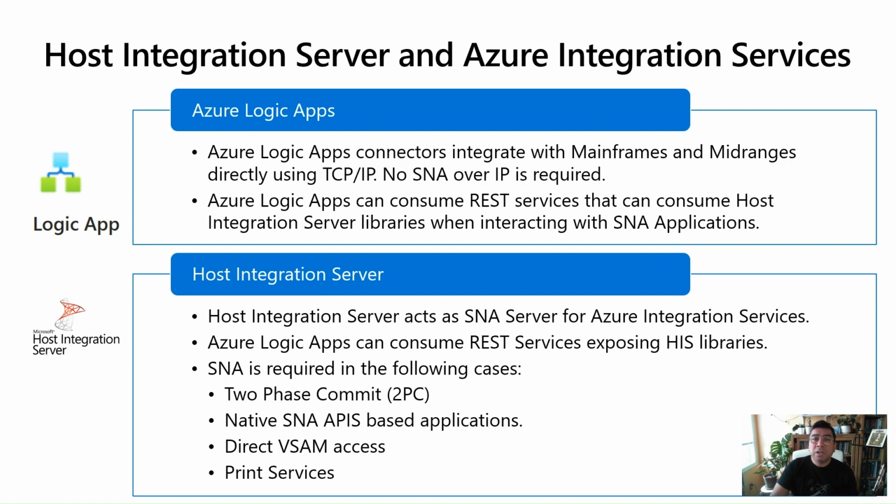Azure Logic Apps connectors integrate with mainframe and midranges directly using TCP/IP. Let's remember, SNA over IP is an implementation. In the end, it's a capability that allows SNA APIs to talk to each other on a TCP/IP network. So what we've done is include our core capabilities of Host Integration Server into Azure Logic Apps connectors. So then you don't need SNA to go to a mainframe. You just use the TCP/IP information of the mainframe, the prompts that you need to interact with, or the credentials and other information, and then you are ready to integrate with the mainframe via TCP/IP.